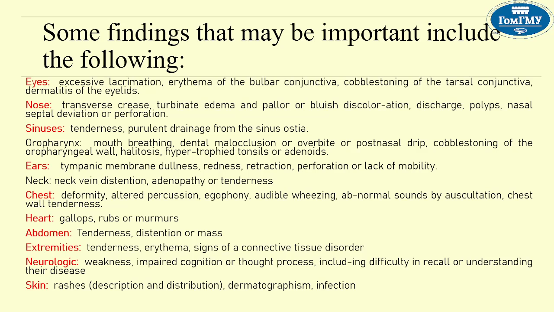For eyes: excessive lacrimation, erythema of the bulbar conjunctiva, dermatitis of the eyelids. Nose: turbinate edema and pale polyps, nasal septal deviation or perforation. Chest: deformity, audible wheezing, abnormal sounds by auscultation, chest wall tenderness. Abdomen: tenderness, distension or mass. Neurologic: weakness, impaired cognition or thought process, including difficulty in recall or understanding their disease. Skin: rashes, description and distribution, dermatographism, infection.